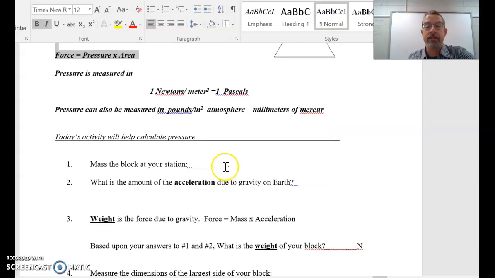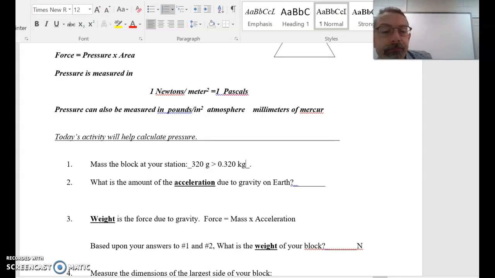Today in class, we're going to do a lab to measure the pressure. We're using a block that has a mass of 320 grams. Now you have to switch grams into kilograms. You should know how to do that by now: you're going to divide by 1,000. That's what our mass is in kilograms. You should also know the answer to number 2, the acceleration due to gravity on Earth. It should have been on your test today. That answer should be 9.8 meters per second squared.